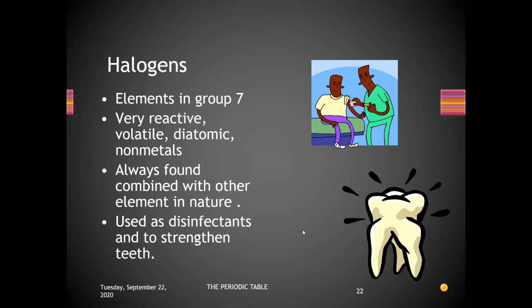Next is the halogens. What are halogens? Group 7 elements are also known as halogens. The term halogen means the salt former.